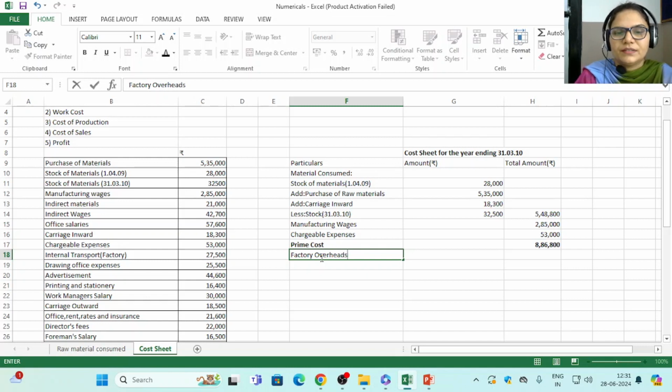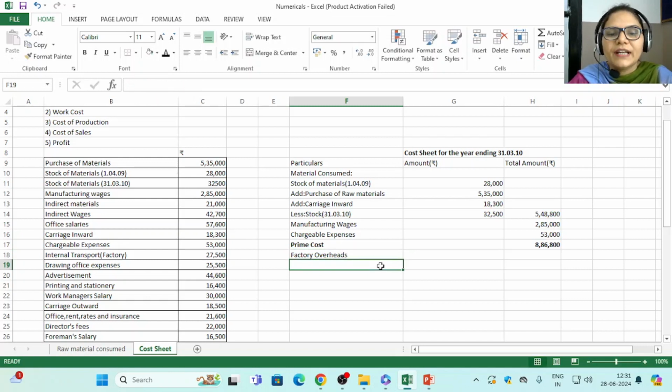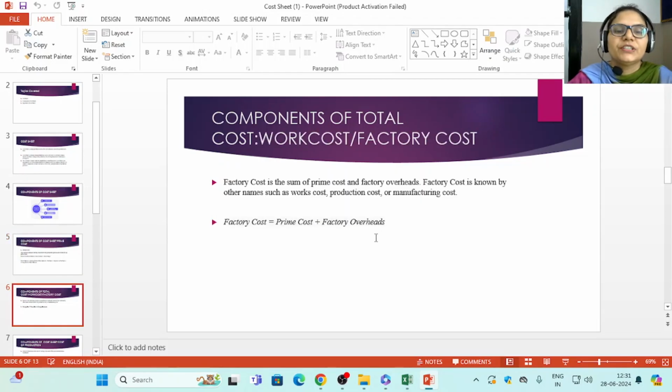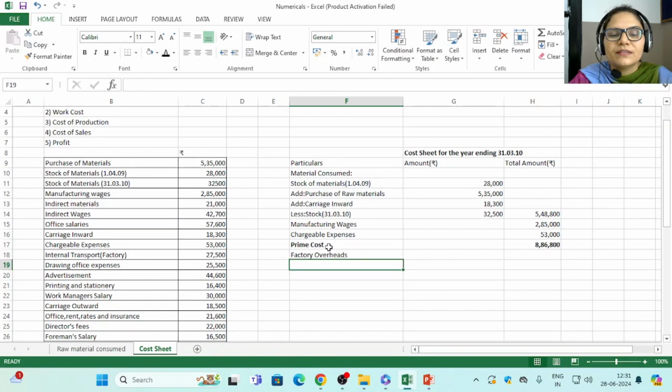Factory overheads. I again revert back to the previous session. Factory cost is equal to prime cost plus factory overhead. So simply, if we add factory overheads to this prime cost, we will arrive at the value of factory cost. So all those expenses which are related to the production and which are incurred on the factory floor of the manufacturing concern are included in this.